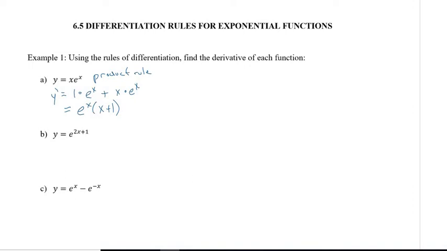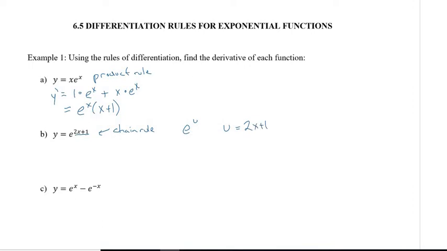The next one we have is y equals e to the power of 2x plus 1. That almost looks like e to the x, but it has a little bit inside in place of the x. It turns out this is a chain rule problem, with the exponent being the inside function and e to the x being the outside function. So that's e to the u, where u is equal to 2x plus 1.